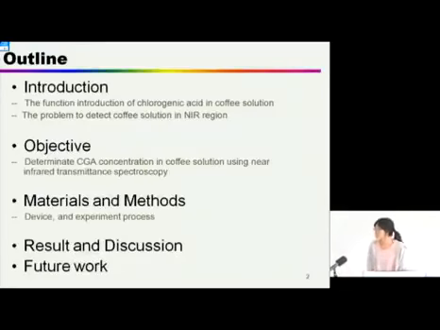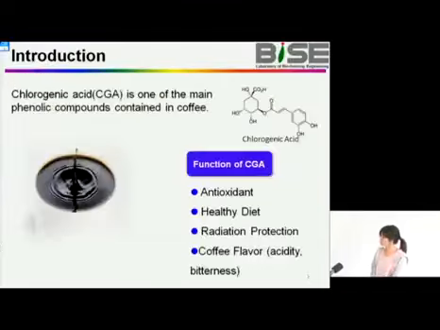The outline of my today's presentation includes 5 parts. The first part is the introduction. I will introduce the function of CGA in coffee solution and also the problem of detecting coffee solution in the NIR region. The second part is the objective of my research, determine CGA concentration in coffee solution using NIR transmittance spectrum. And the third part is the material and the method. I will introduce the device and the experiment process, then followed by result and discussion, finally the future work.